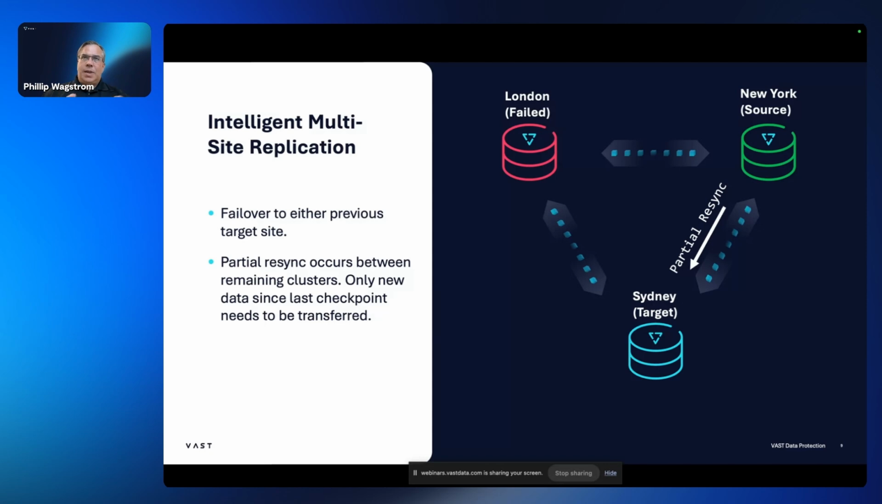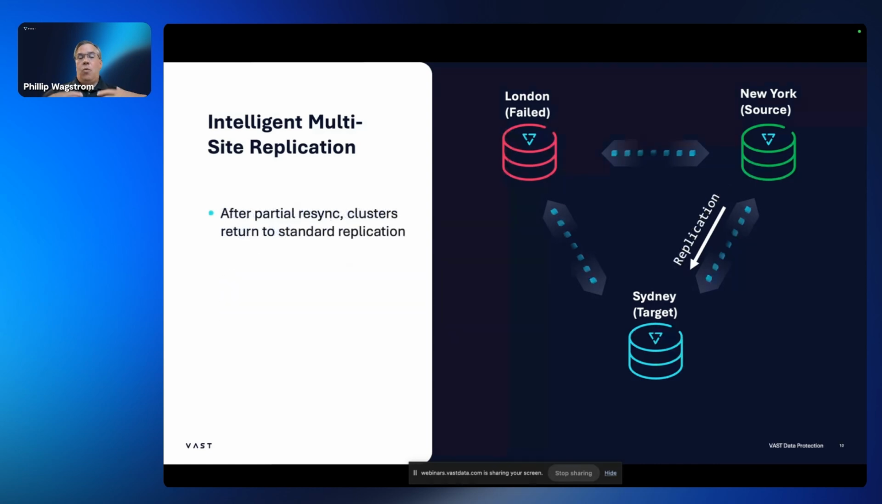So again, we don't have to do a complete resync. Even if New York and Sydney are not using the same schedules and don't have the same snapshots, they do have that common checkpoint. So that resync is only going to be whatever the delta is since that common checkpoint. And then from there, the replication will continue according to whatever the schedule was that London was replicating to Sydney. New York will continue that replication to Sydney according to that particular schedule.